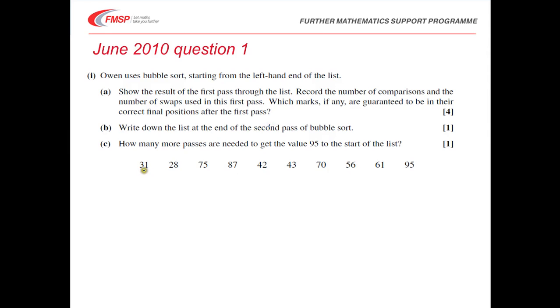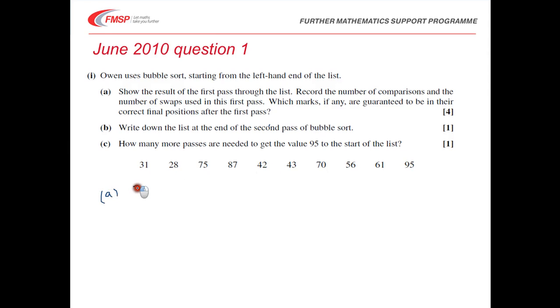So we will compare the 31 and the 28. Now 31 is bigger, so we don't need to swap. We're then going to compare the 28 and the 75 and swap. Then the 28 with the 87 and swap. And the 28 with the 42 and swap. And with the 43 and swap. And with the 70 and the 56, the 61 and the 95. So we're going to swap. Because 28 is smaller than all of those, we are going to swap all of those.